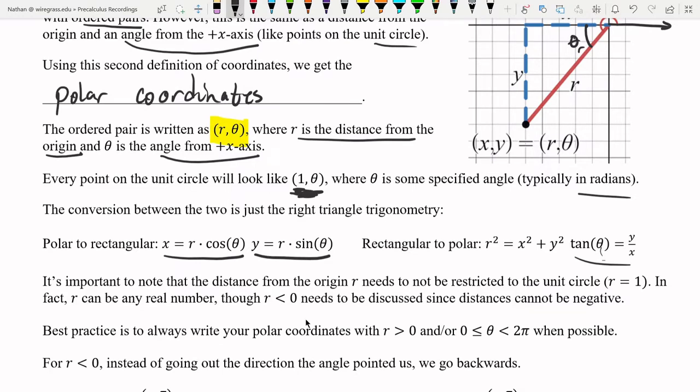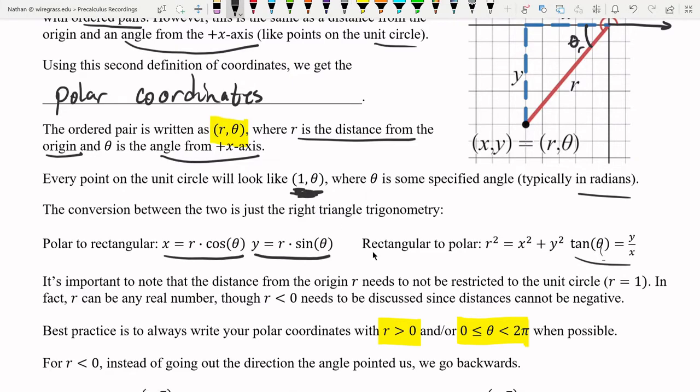So r can be any real number. It doesn't have to be restricted to the unit circle. But with negative numbers, we need to understand how r changes. The best practice is always to write r greater than 0, so always positive, but that's not always the case. And you want to have theta between 0 and 2 pi. Again, that doesn't have to be the case, but that tends to be how you want to write it.